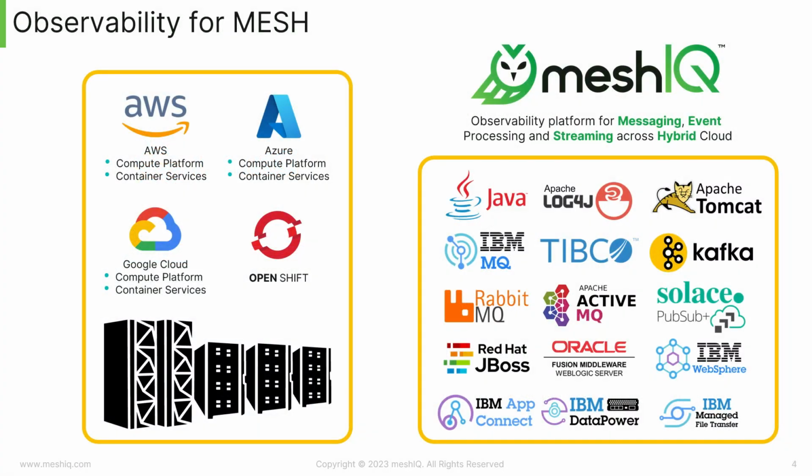So can you tell us a little bit more about meshIQ? For example, what is the relationship between meshIQ and Kafka? Well, meshIQ is an observability platform. It's for messaging, event processing, and streaming across hybrid cloud infrastructures. That's MESH, used as an acronym: messaging, event processing, and streaming across hybrid cloud.